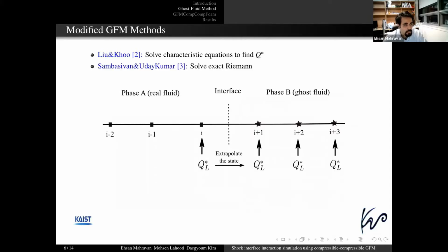And there's another method which uses an exact Riemann solver, and after finding the star state, it gives the left state to the node I, and then extrapolates the whole state to the right. And the last one is the one by Pichet. It's just the same, but it uses an approximate Riemann solver like HLLC to resolve the interface.